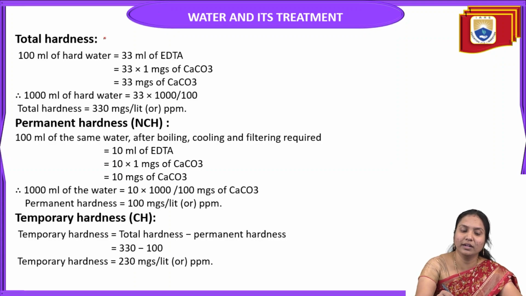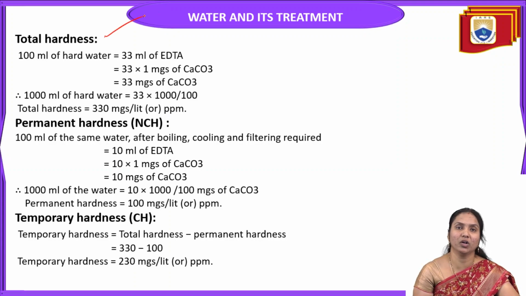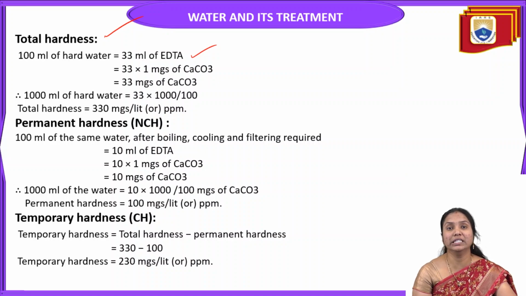So now we can calculate the total, permanent and temporary hardness of water. How can we calculate the total hardness of water? From the 1 liter sample prepared above, we take only 100 ml of hard water. It requires 33 ml of EDTA.